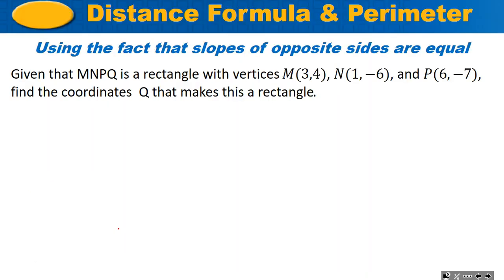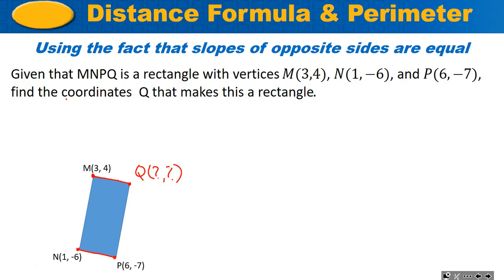Another way is that we could use the fact that the slopes of opposite sides are equal. So we could use the slope formula. Here I'm going to plot our 4 points because this helps me visually see what I'm talking about. We're going to talk about the slope of NP in relation to the slope of MQ. Well, we don't know where Q is, so that's what we're looking for. It's going to be (?, ?) when we work it this way.